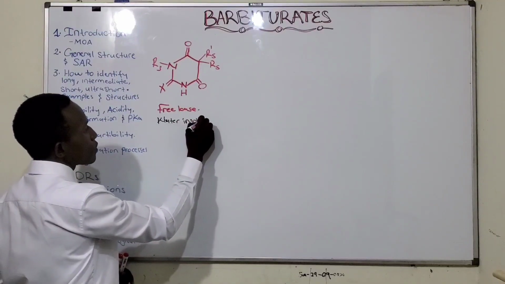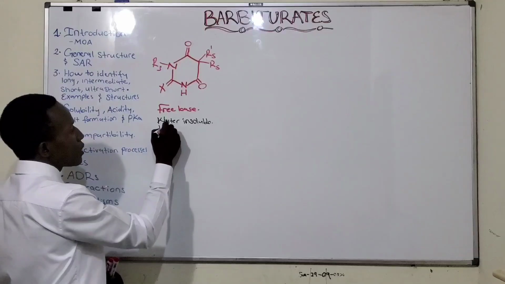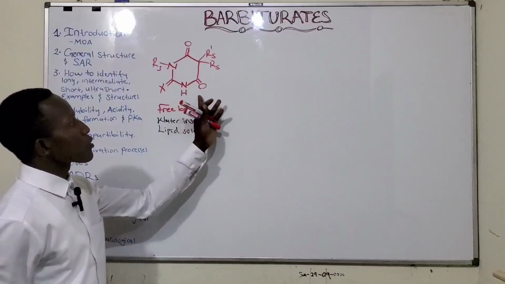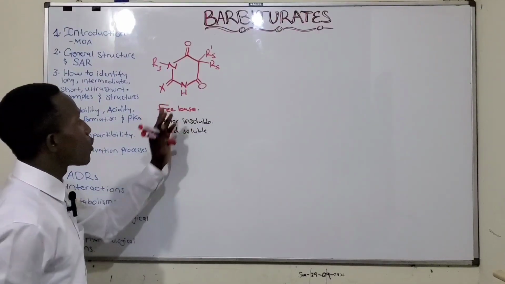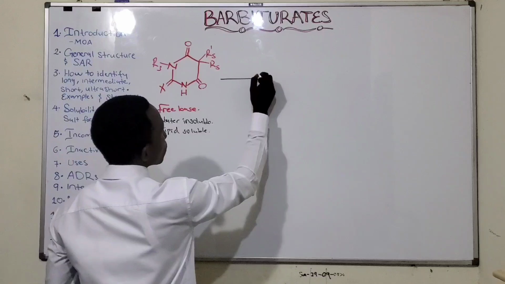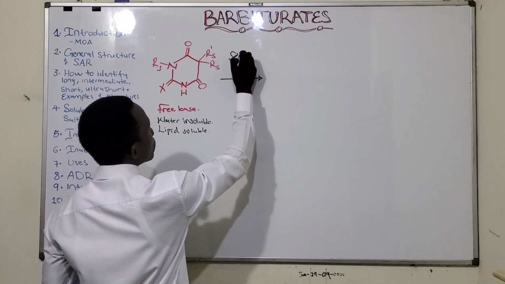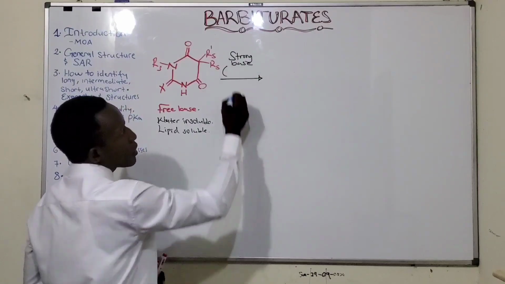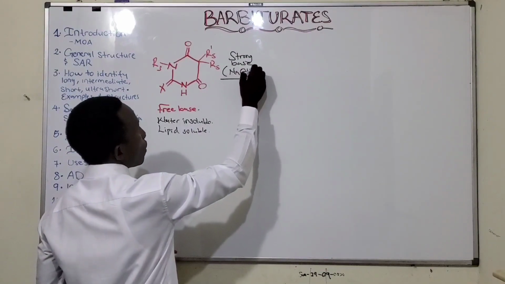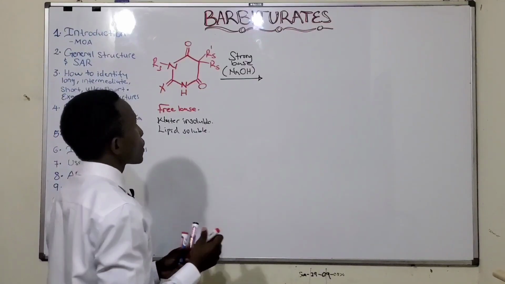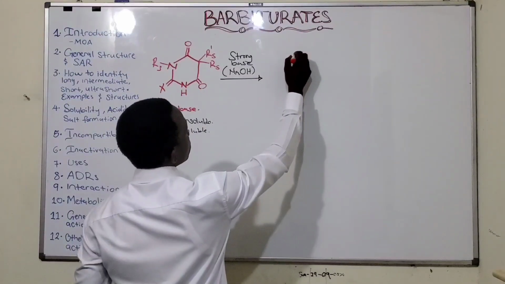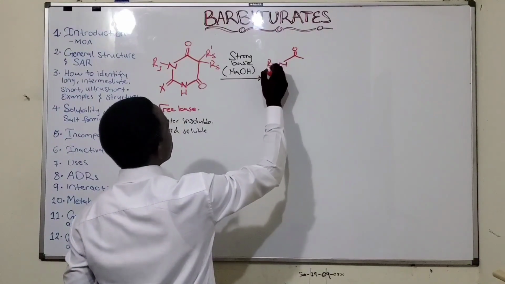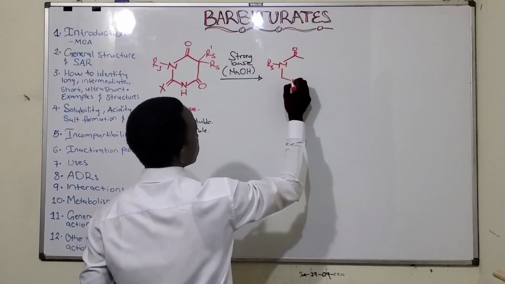insoluble, but it is lipid soluble. So to make these drugs water soluble, they are reacted with strong bases. So in the presence of a strong base, an example can be sodium hydroxide. So that means that we can form this. We can form this.